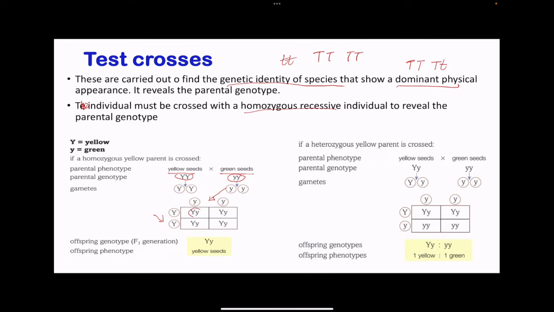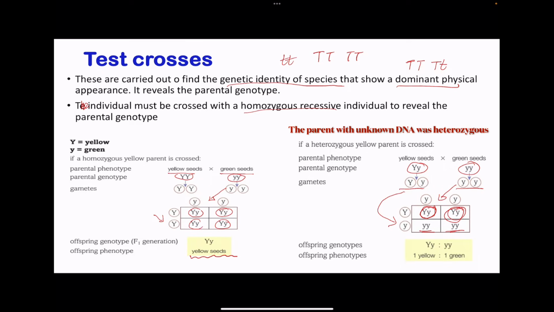Crossing, we have heterozygous, and this is going to tell us that the genotype of the parent was capital Y, because we have only obtained yellow seeds. However, if a heterozygous yellow plant is crossed, for example, this one here and this one, the gametes are going to be that and that. This will correspond to that, and that is going to correspond to that. Offsprings are going to be yellow, and then here we have green and green, and that tells us the ratio is 1:1, one yellow and then one green, meaning the parents were heterozygous.